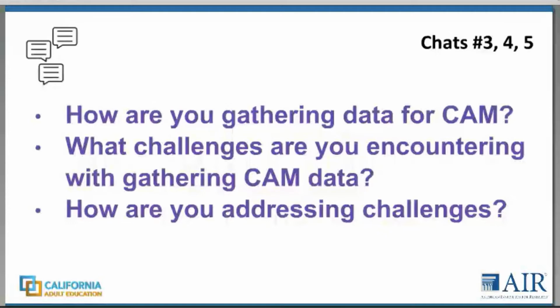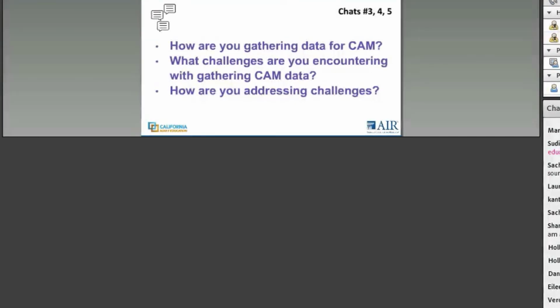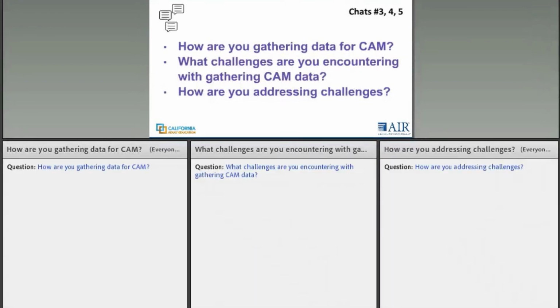So we've talked a lot about asset mapping, the tools and the steps in it. And what I want to give you a moment to think about now are 3 questions. The first one is to ask you to consider, how are you currently gathering data for community asset mapping? What challenges are you encountering as you try to gather the data? Are you finding it hard to get stakeholders to actually do a street by street, or is it too much time? What are the challenges? And then how are you addressing the challenges?